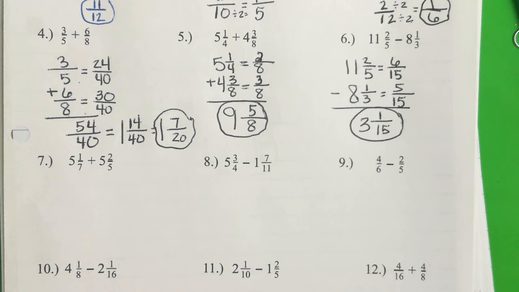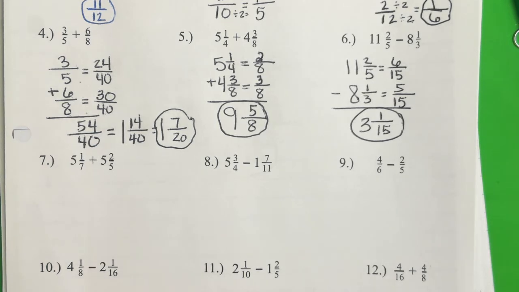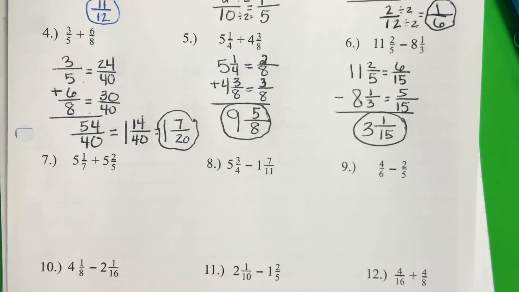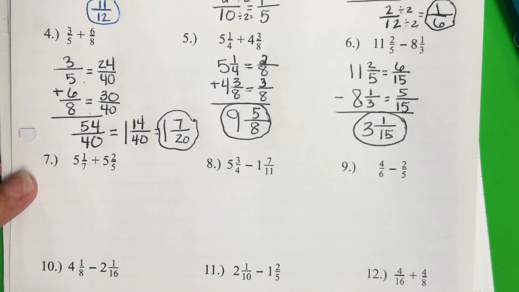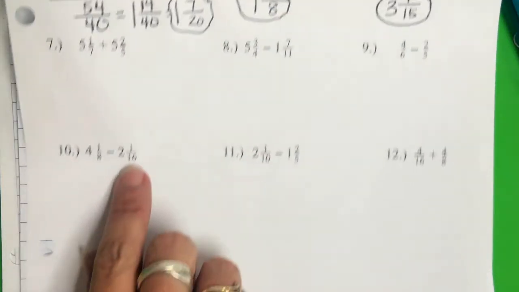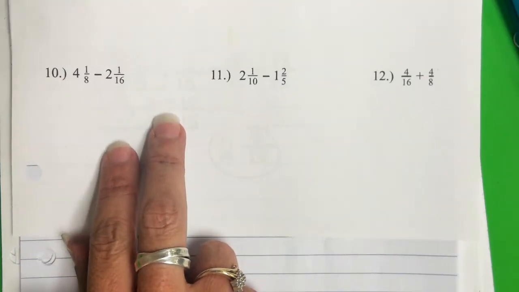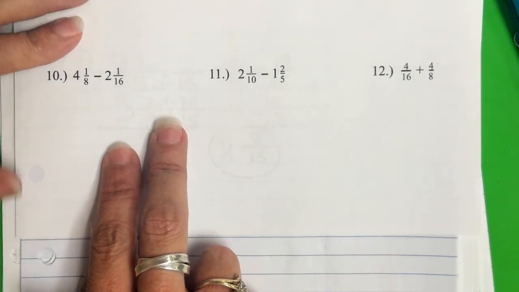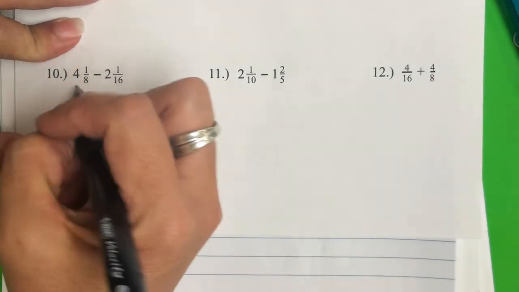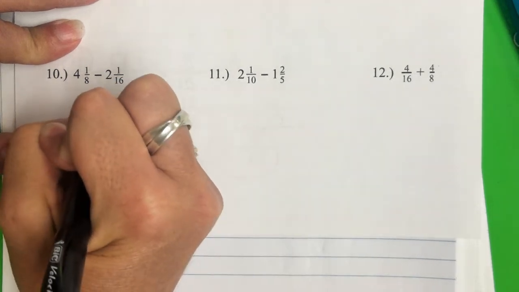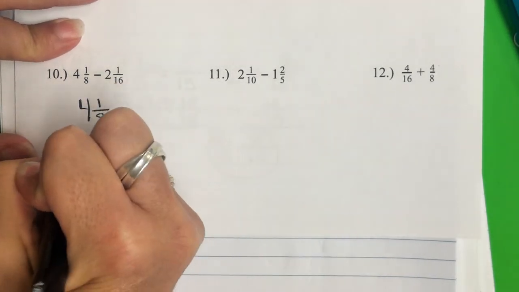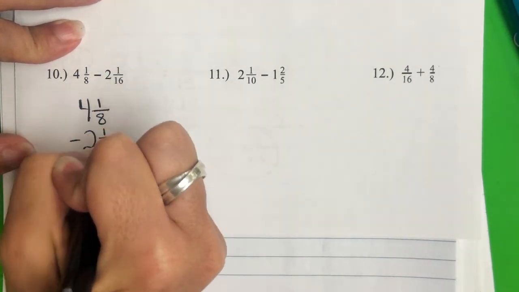20 minus 12. Number 10. If I'm thinking about it right, let's talk about it. Because this is the one that must have borrowing. Okay, let's look at 10. If my brain is looking at it right, it's got borrowing. So here we go. Okay, 4 and 1/8 minus 2 and 1/16.